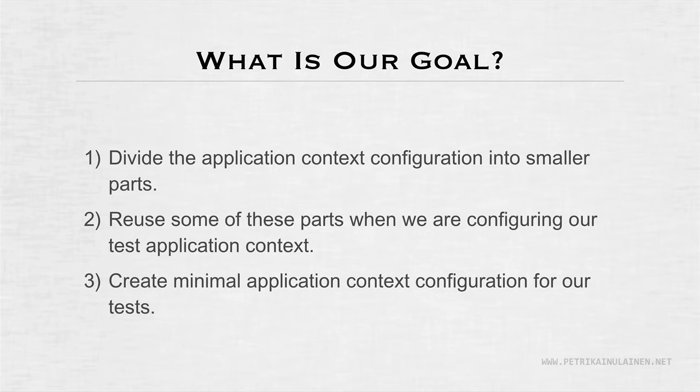Because we don't want to create separate application context configuration files for our application and for our test, we have to follow these steps. First, we have to divide the application context configuration into smaller parts. The application context configuration of our application is divided into 3 parts. The first application context configuration class is the main configuration class of our application. It imports the other configuration classes and configures component scan for service classes. The second application context configuration class is responsible for configuring the web layer of our application. The third configuration class contains the persistence configuration.